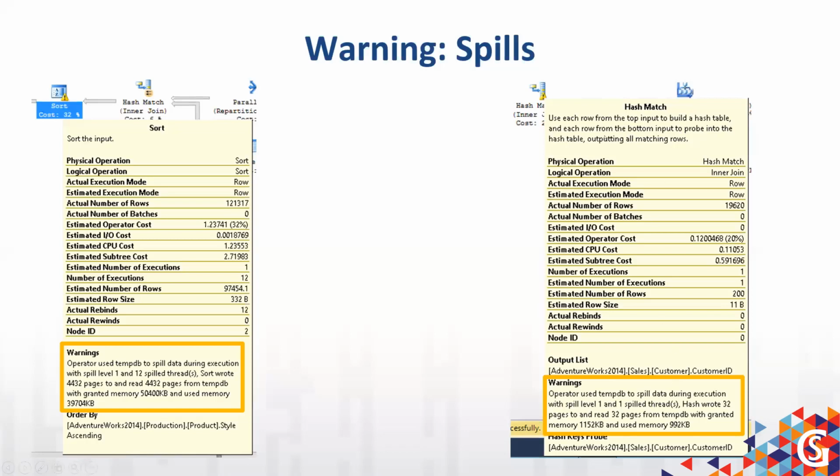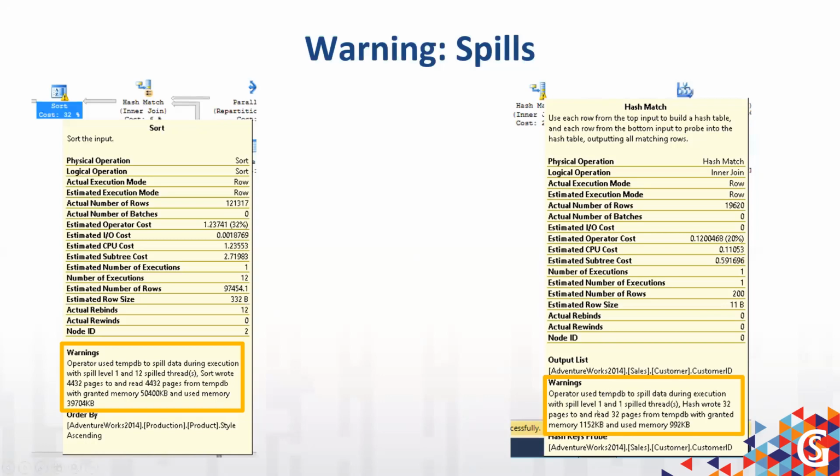In this plan, yes, I had a spill, but the spill only wrote 32 pages to TempDB. That's not a lot. Now, if this query is executing every once in a while, I may have bigger fish to fry in this workload than trying to do away with this spill, because it only writes 32 pages. That's very small. However, this one, the sort warning with 4,400 pages, that's relevant. So I may want to look after this one.